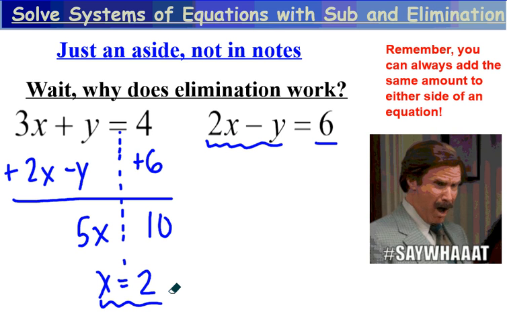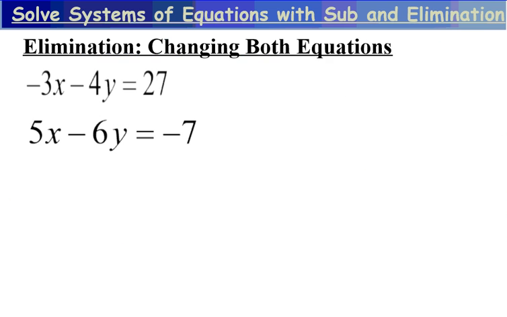So you are adding the same thing to each side. That's why elimination works. It's just they don't look like they're the same value because one's written with variables and one is written with numbers.